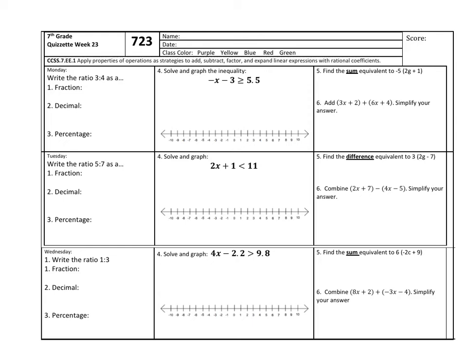Today we'll be watching a video on Quizzette 723. As always, please make sure that you write your last name, comma, first name, today's date, and circle the appropriate class color. So today I'll circle that I'm blue.